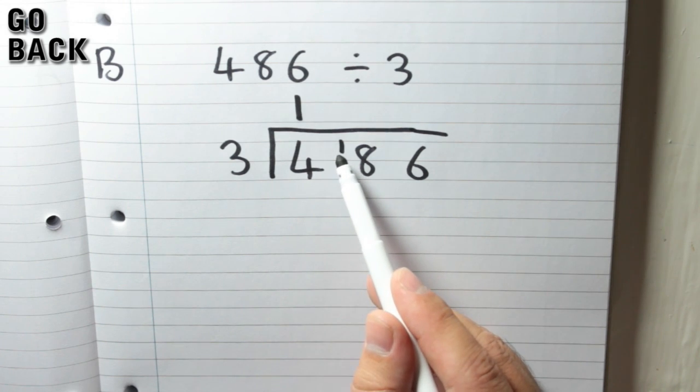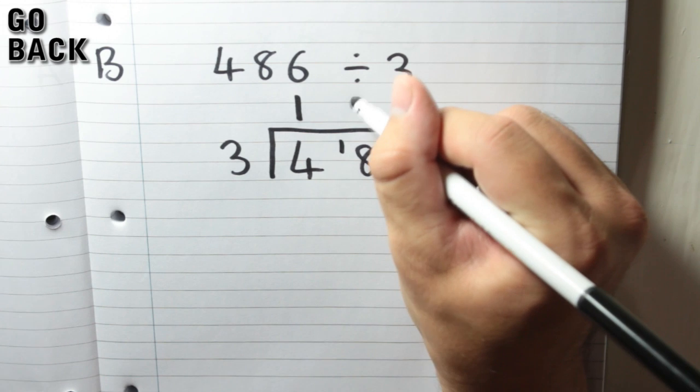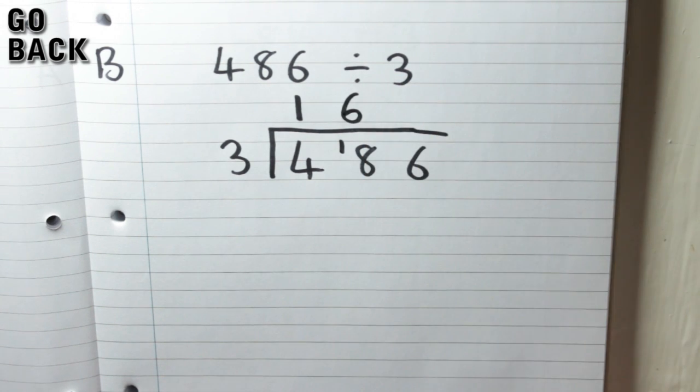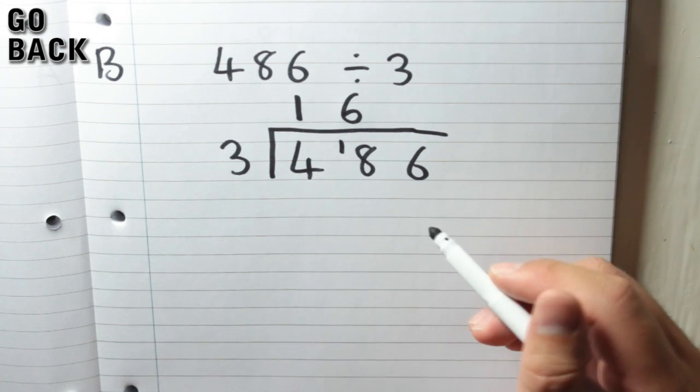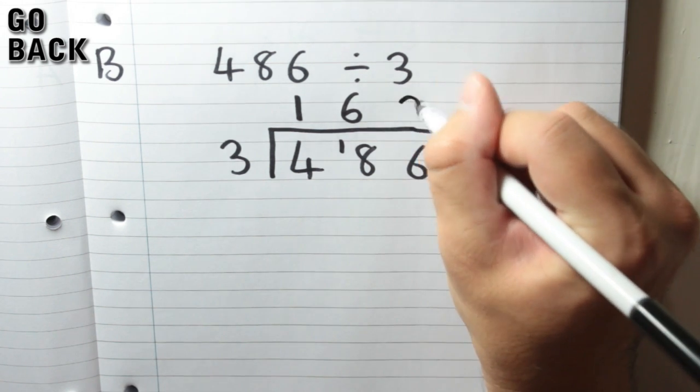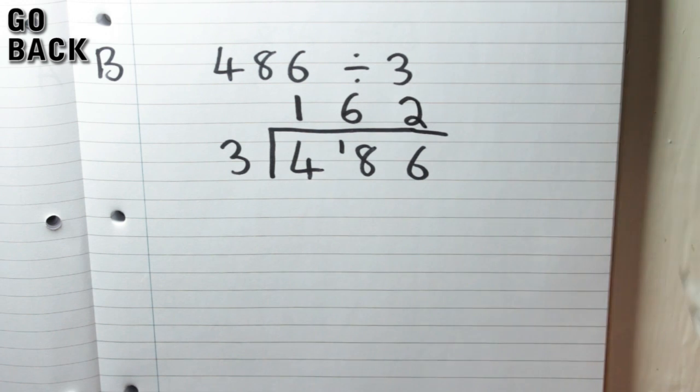So now it's how many 3s go into 18, and that is 6, because 3 times 6 is 18, 6 times 3 is 18. And lastly, how many 3s go into 6? 2. Giving us 162.